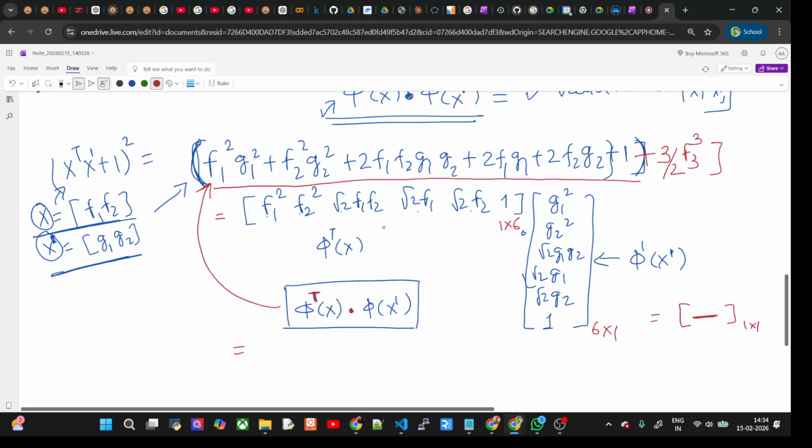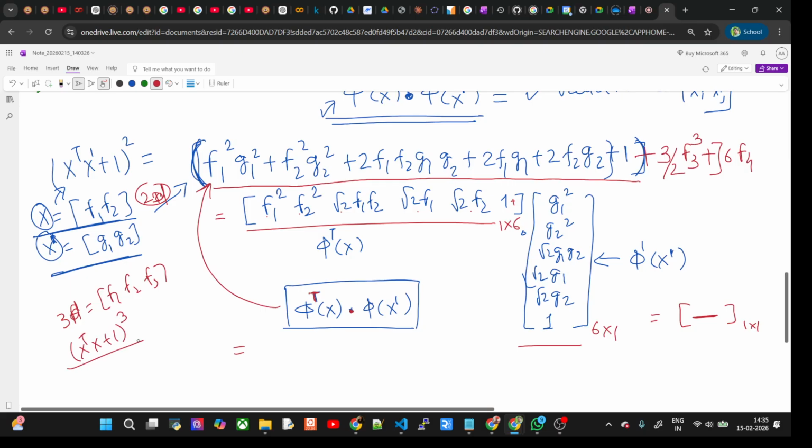Can I do it now here? I cannot just add something f3 here, there will be a different equation, like 6 of f4, because if you are increasing the number of features, because now we considered just 2D. If I want to bring it to 3 dimensions, f1, f2, f3, and then I do (x transpose x plus 1) cube, then these equations will be much bigger, and that I can do.